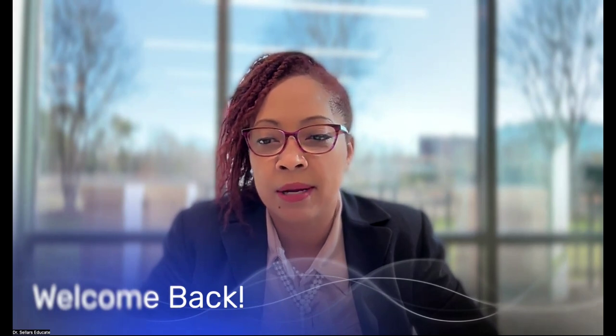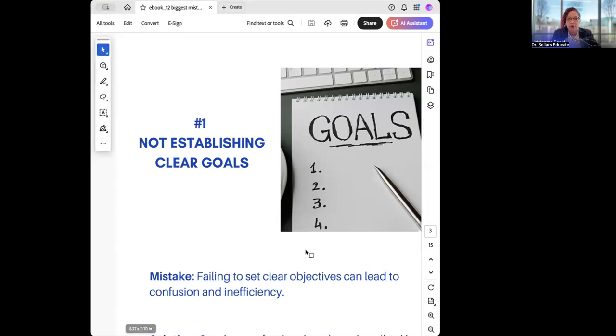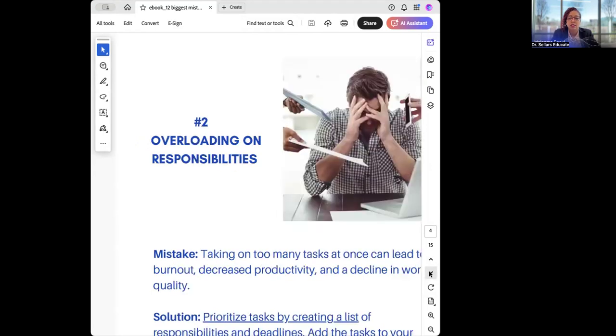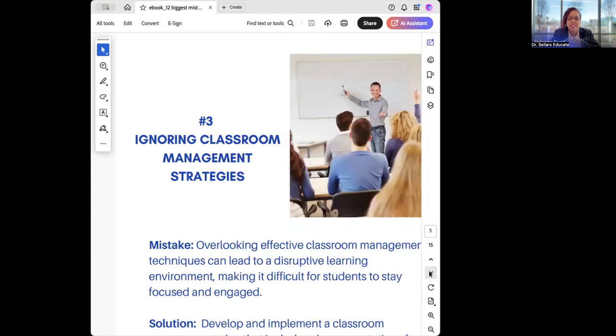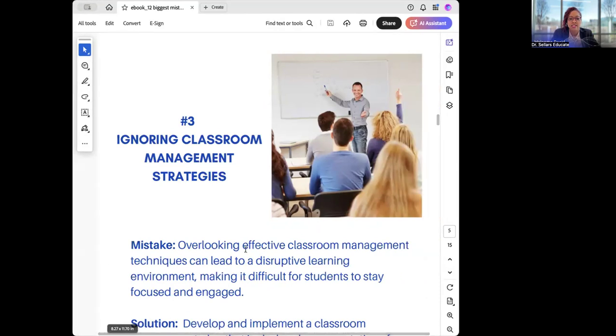But before we go there, we are going to just do a little bit of a recap, right? So stay with me while we do a little bit of a recap related to our ebook. Okay, so we first started talking about number 1, not establishing clear goals. Number 2 was being overwhelmed and overloaded with responsibilities. It's okay to say no. Okay, you've got to make sure that you understand from leadership whether or not you have a choice, okay, in some of the assignments and responsibilities that you have.